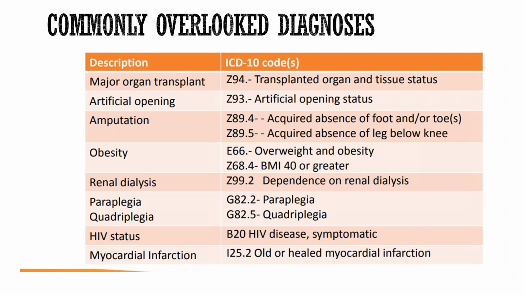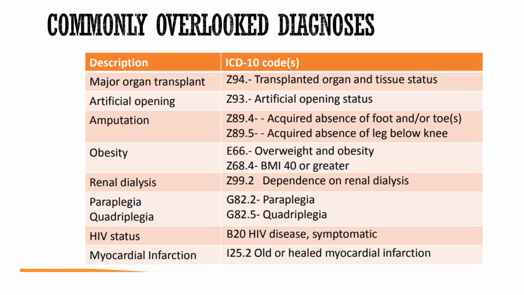A couple of commonly overlooked diagnoses here. Organ transplants get overlooked a lot. Artificial openings, stomas, feeding tubes, things like that. That has a pretty high weight. Amputations, of course, we've mentioned that in the past. Let's make sure that we're getting really specific. Is it the left leg or the right leg? Is it below the knee or above the knee? Be real specific. Obesity, again, that morbid obesity is one that carries a lot of weight.